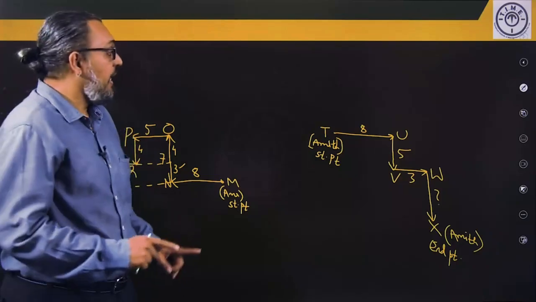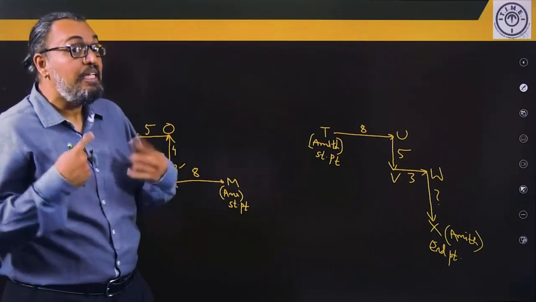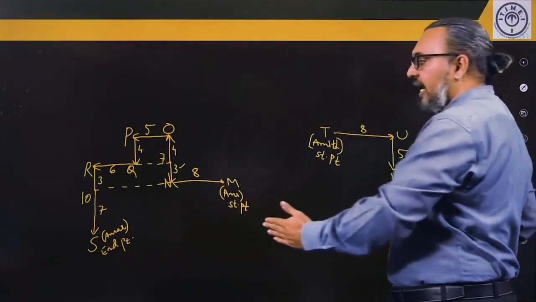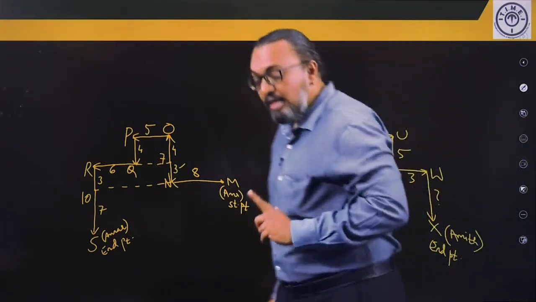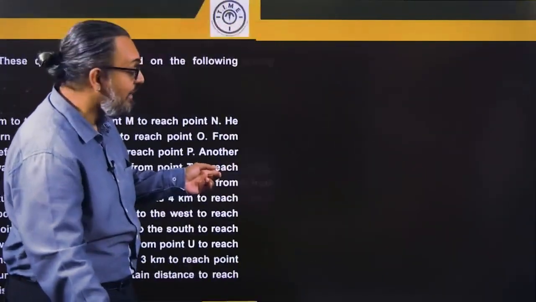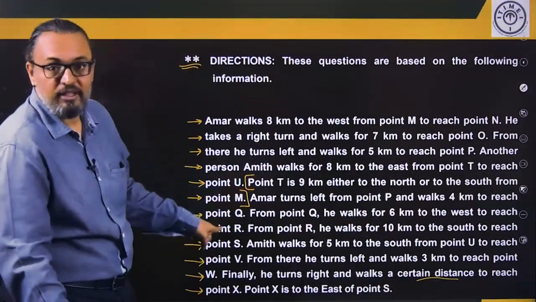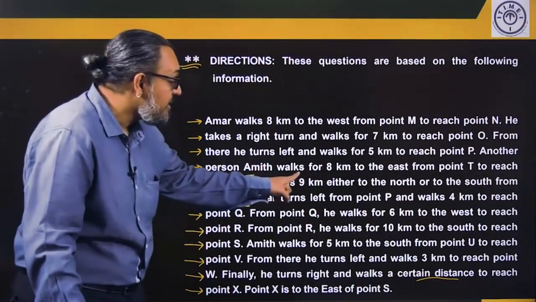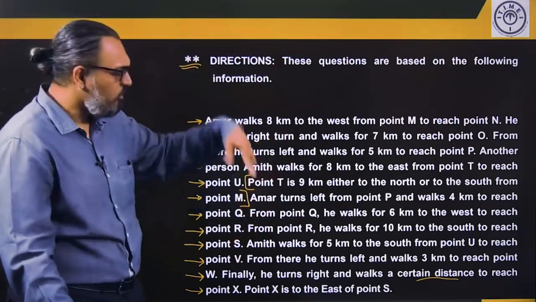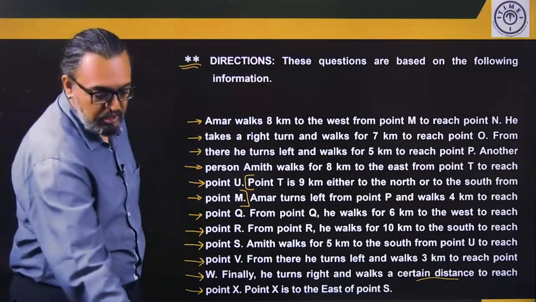Now, what he says, X should be to the east of S. See, where is S? S is here. East side I want. Now, imagine what was the connection that we had between M and T in the beginning. See, I put it within the brackets. T is 9 kilometers either north or south of M. Forget about the 9 for now. Let us look into the distance, north or south.